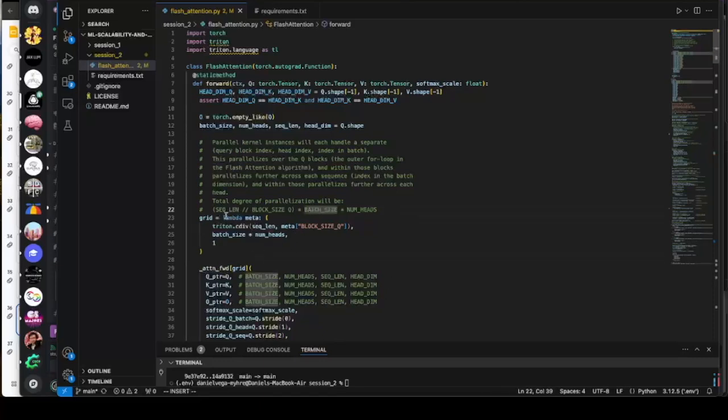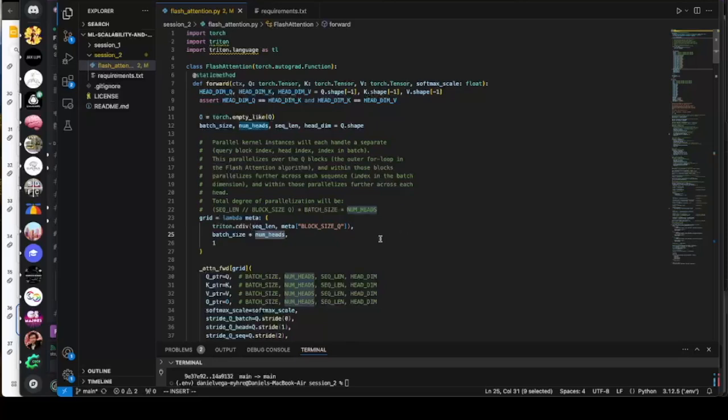Now, how we're going to define our grid: along the first dimension, we are dividing our sequence length by our block size q. Essentially, each element in our sequence will be associated with one query vector, and we are chunking up these query vectors into blocks of block size q, right? And then along the next dimension in our grid, we are going to have batch size times number of heads. That's going to be the size of the grid along the second dimension.